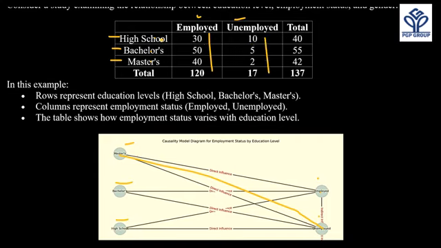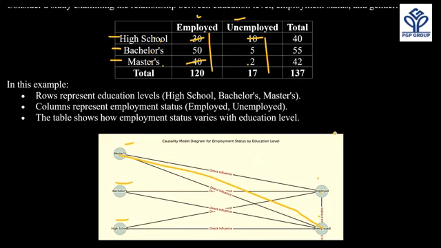People with high school qualification, 30 are employed, 10 are unemployed. The same thing, people with a master degree, 40 are employed and 2 are unemployed. So there is a relationship available between these. So this is a causal model for this data given. This is how you can construct a table.